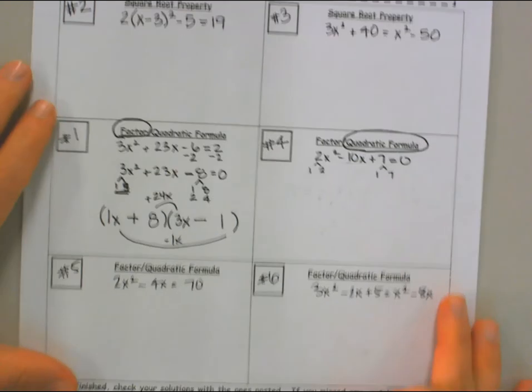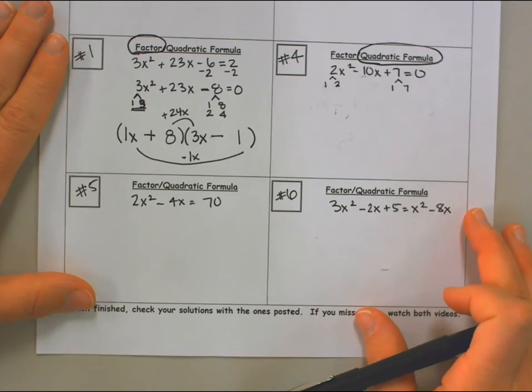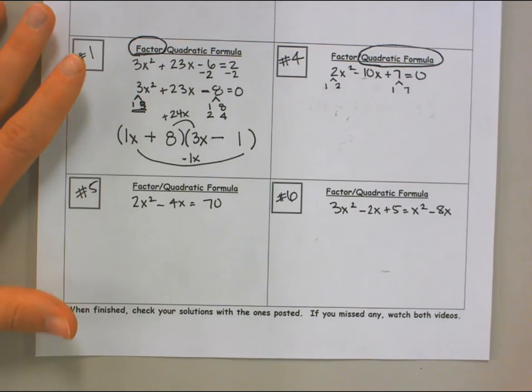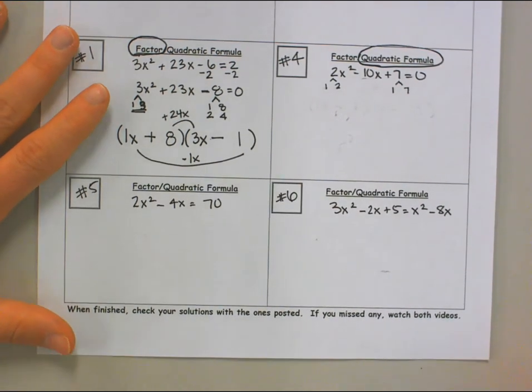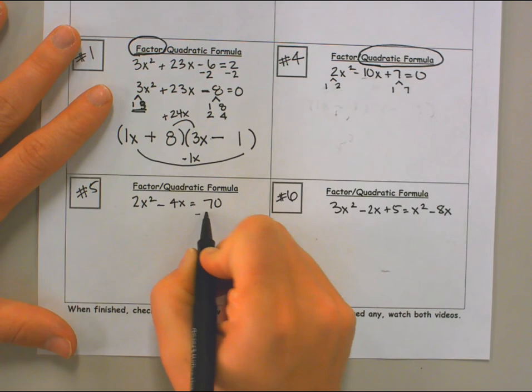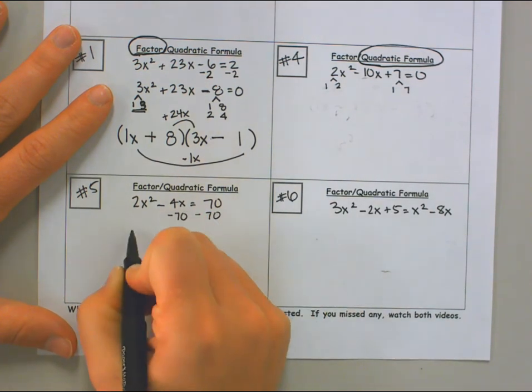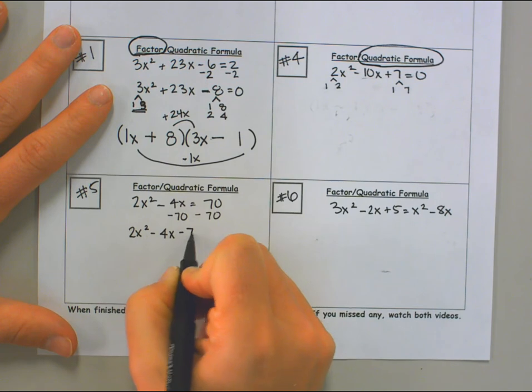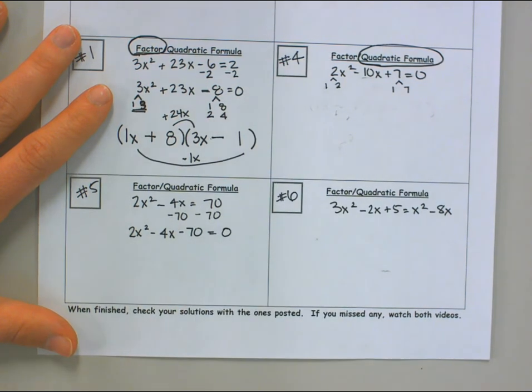All right, so we're going to do the same process for the last two. We're just seeing, can it factor? And if it can, great, then that will be the way we solve. If it can't, then we're going to have to go back and use the quadratic formula. So for this one, I'm going to subtract 70 from both sides first, because in order to factor or use the quadratic formula, I need all my terms on one side of the equal sign.